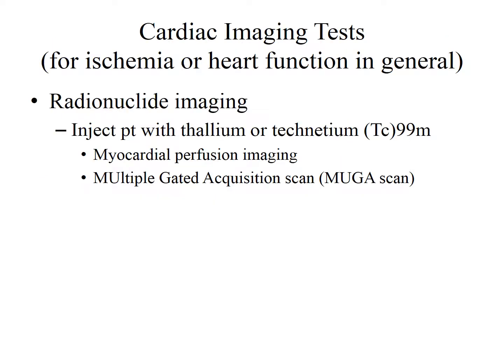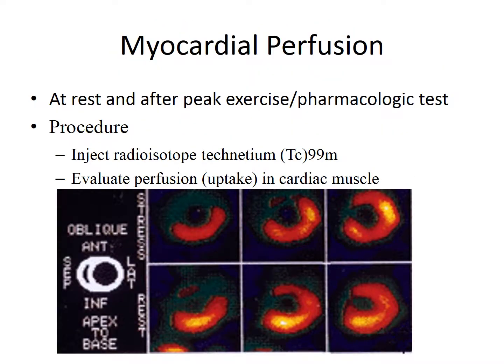To assess the heart for ischemia or for assessing of heart function in general, radionuclide imaging may be performed. In these tests, the patient is injected with thallium or technetium. Specific tests include myocardial perfusion imaging and multiple gated acquisition scanning or MUGA scanning. Myocardial perfusion scanning can be conducted with the patient at rest or immediately after exercise, or after the administration of a pharmacological agent that affects the heart similarly to exercise as with pharmacological exercise testing.